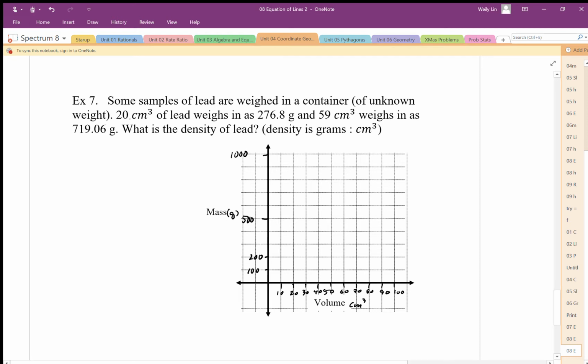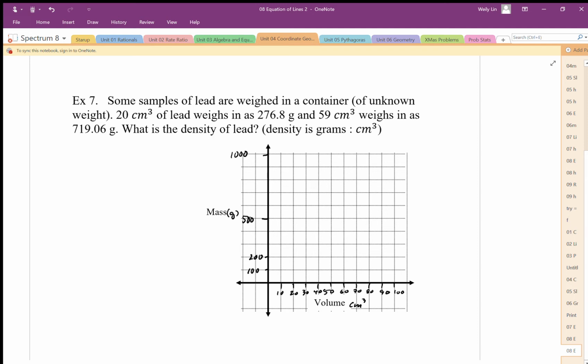So we have the amount of lead is 20 cubic centimeters, and it weighs in at 276.8 grams, and that's including the container. And we also have 59 centimeters cubed, and it weighs in at 719.06 grams, and again, that's including the container. So what we want to do is figure out the density of lead. We want to know the ratio of grams to centimeters cubed.